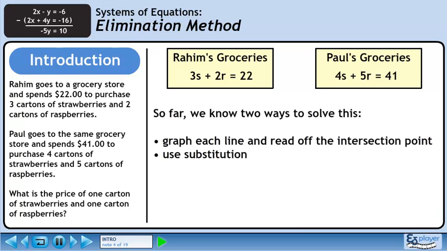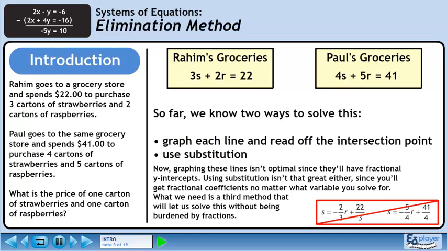So far, we know 2 ways to solve the system of equations. We could graph each line and read off the intersection point, or we could use substitution. Now, graphing these lines isn't optimal since they have fractional y-intercepts. Using substitution isn't that great either, since you'll get fractional coefficients no matter what variable you solve for. What we need is a third method that will let us solve this without being burdened by fractions.